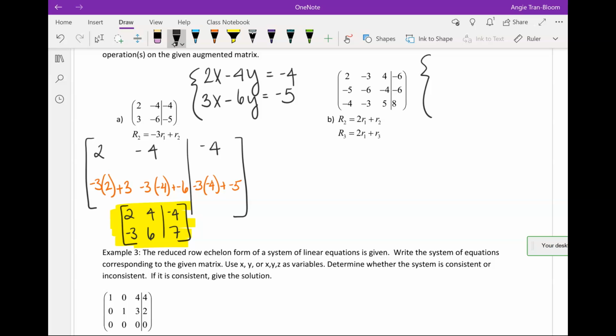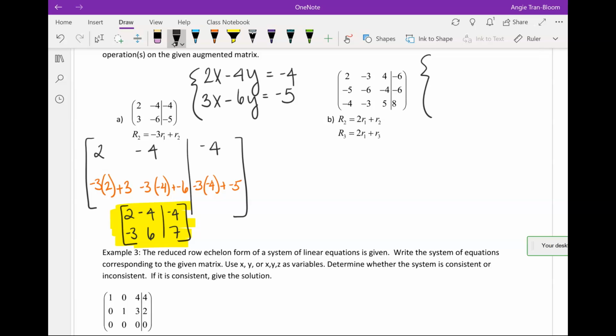Can you explain why it goes from negative 4 to positive 4? Oh, I made a mistake. Thanks, sir. Yeah, that was a negative. Thank you. Row 1 cannot be changed. Thank you. Good eye.